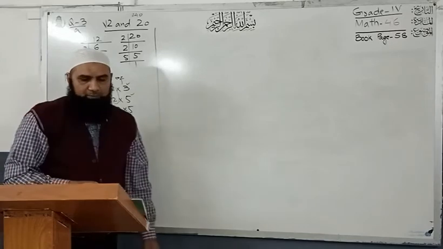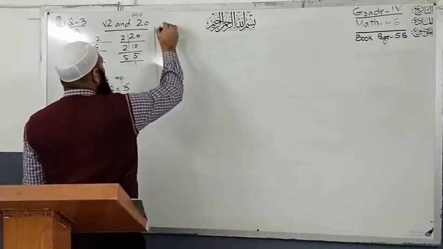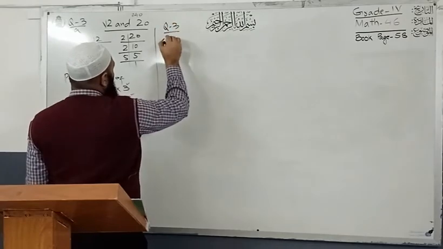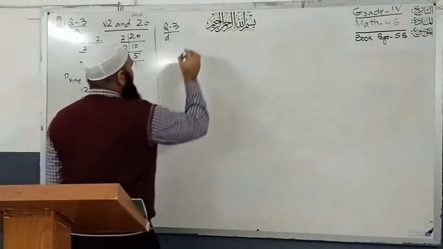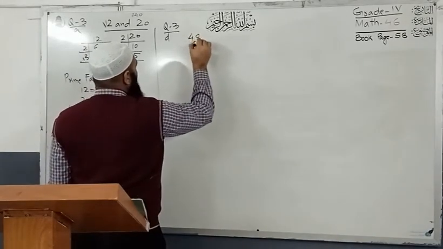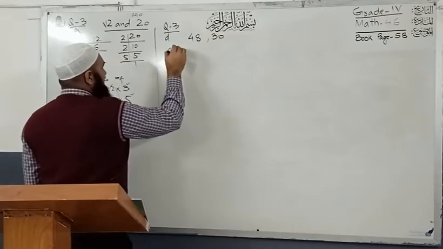I am doing part D. Question number 3, part D. The pair of numbers given are 48 and 30. Start dividing 48 by the prime numbers.